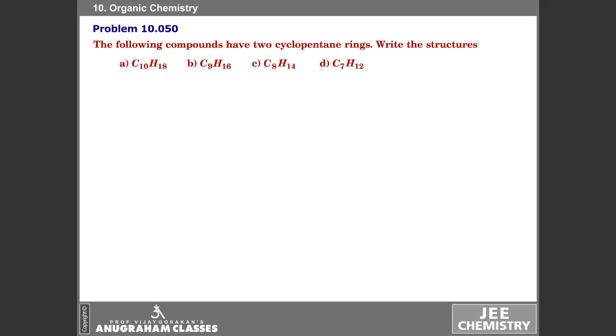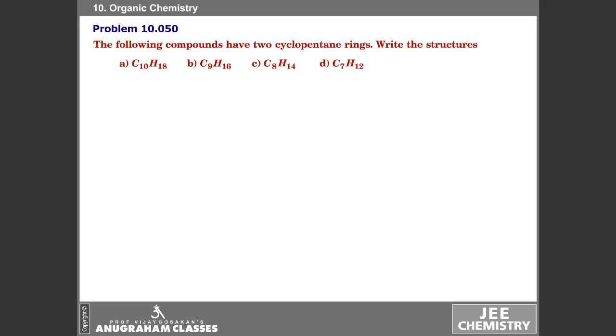This exercise is an exercise on structure writing. We have two cyclopentane rings, a compound having two cyclopentane rings, but the molecular formulae are not the same. In one case, we get the molecular formula C10H18.